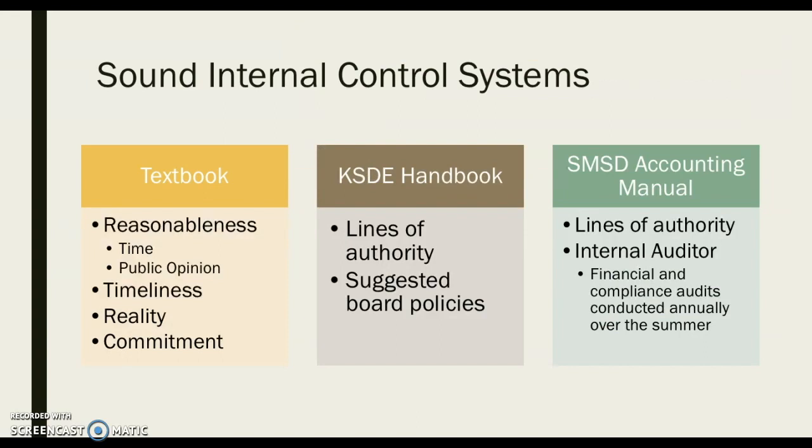The textbook looks at reasonableness, timeliness, reality, and commitment. Reasonableness: the cost of this safeguard, this control, shouldn't exceed the benefit of using it. We also need to look at time and public opinion: how much time it takes, how effective it is, and the timeliness, in that it must be applied at the right time. Reality: does the procedure really provide a safeguard? Does it really keep money safe?